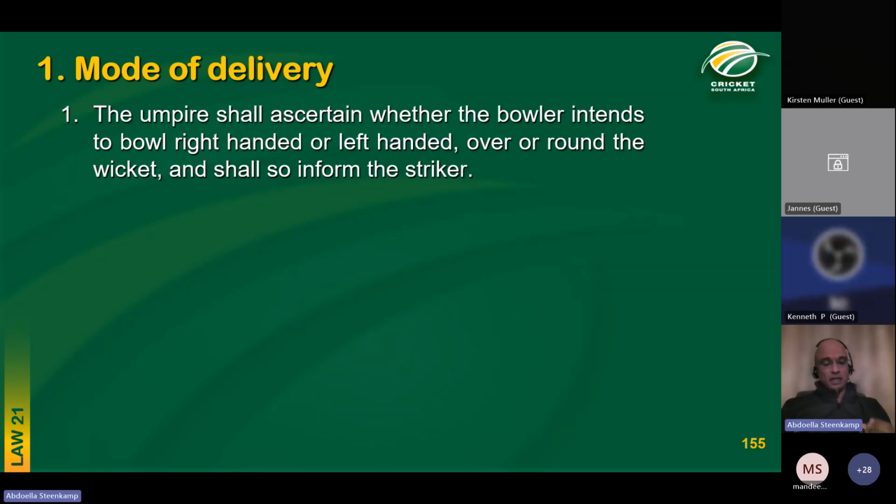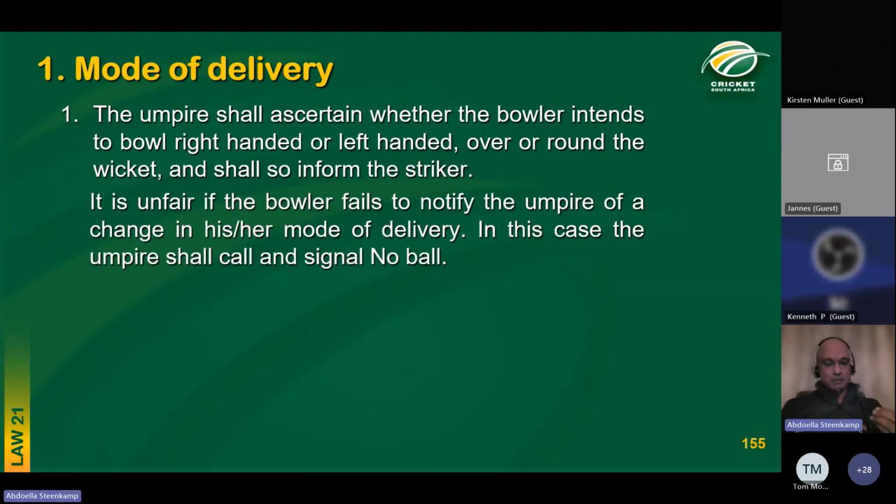So after obtaining this information, let's say the bowler informs you, umpire, I'm a right-handed bowler and I'm going to bowl over the wicket. And after informing the striker, if that bowler changes his or her mode of delivery, so while running in, after the bowler's informed you that he or she is bowling right arm and over the wicket, if that bowler suddenly goes and bowls around the wicket, according to the law, that is unfair. In this case, the umpire is to call and signal no ball.